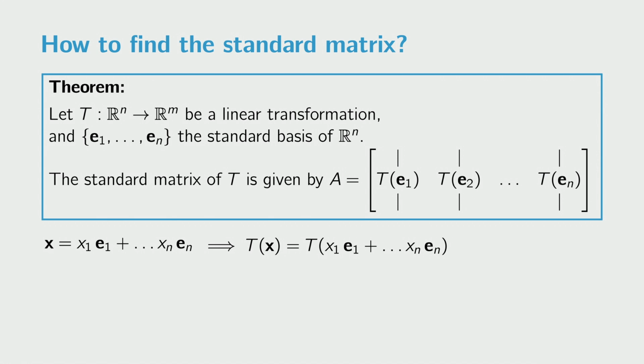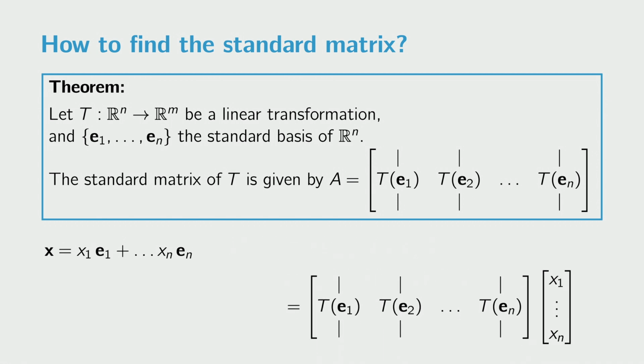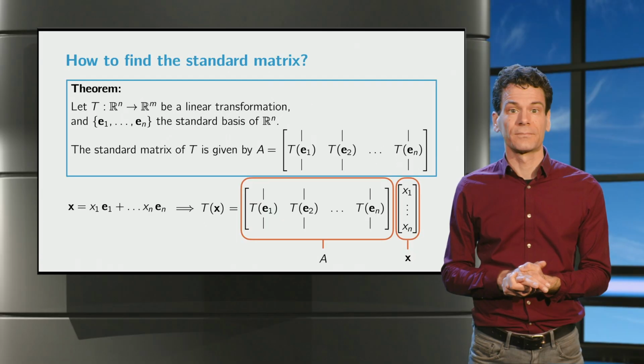Since T is a linear transformation, we can rewrite this as a linear combination of T of e1 to T of en, with x1 to xn as coefficients. Since this is a linear combination of vectors, we can write this as a matrix with columns T e1 to T en times a vector with components x1 to xn. The vector is the vector x, and the matrix, which does not depend on x, is the standard matrix A.